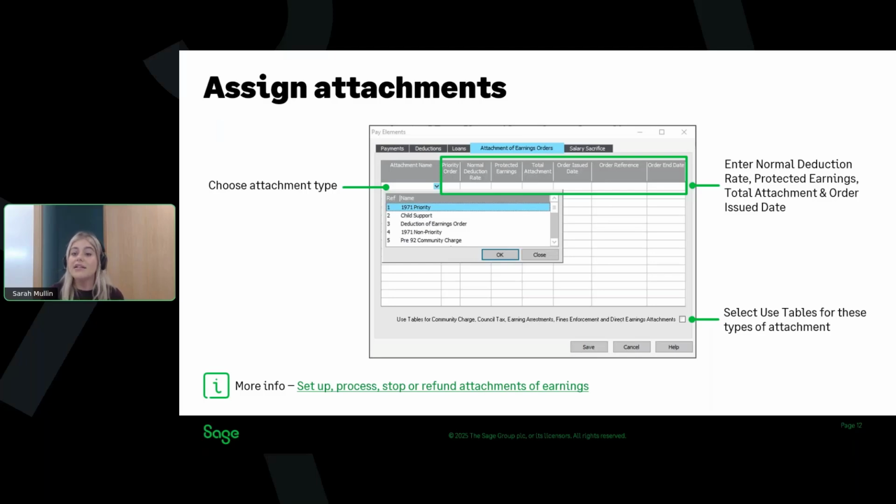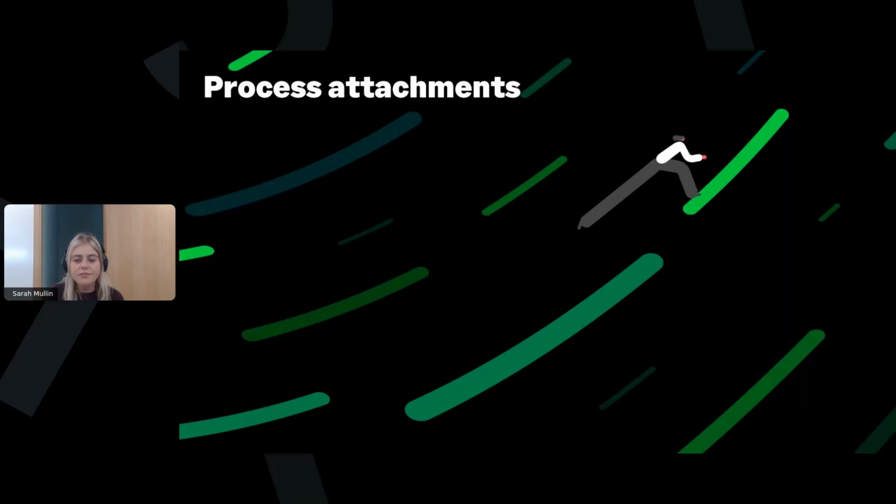So you'd select the attachment type, fill in whether it's got a normal deduction rate, any protected earnings. Just remember to double check that tick box at the bottom right as well. So just make sure it's ticked if the attachment type is going to use the tables. So things like your council tax or your direct earnings attachments as well. But with them assigned and ready to go, that does bring us on to the next part of the webinar, which is processing attachments. So where we can check that they're being deducted in our pay run. So let's get jumped back into payroll.